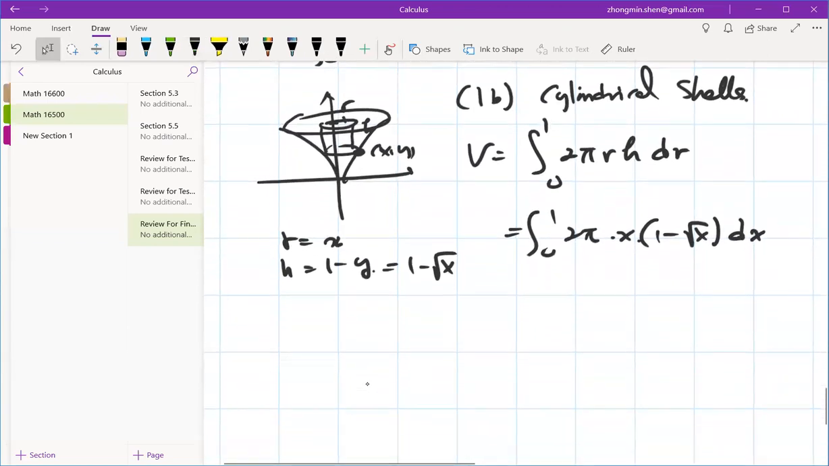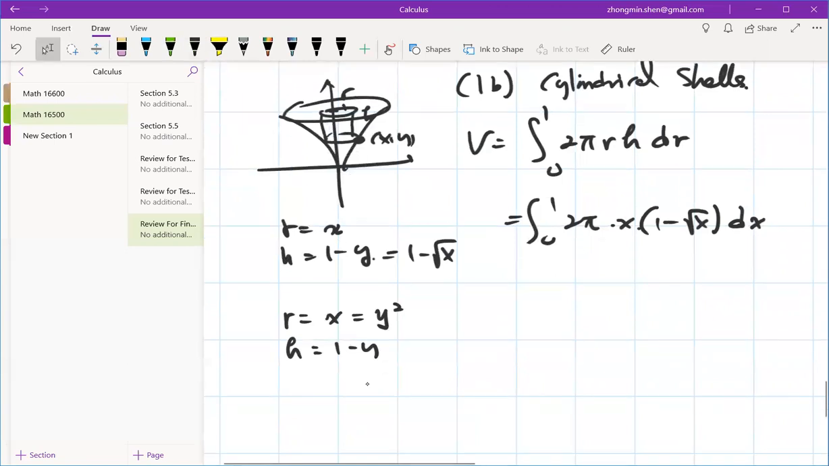Okay, then. Now, if you want to say, I don't want the X, I want the Y variable, it's fine. If you use the Y variable, it's more complicated because the relationship between r and y is not clear, right? Yeah, so you see that r equals x, x is going to be y squared, okay? And h is going to be 1 minus y, perfect. You don't need it, right?